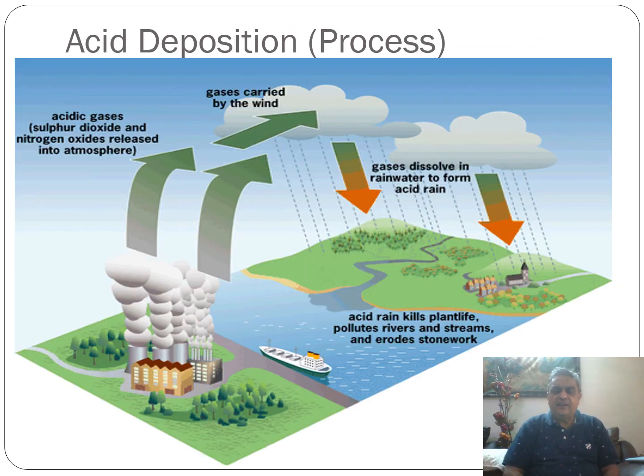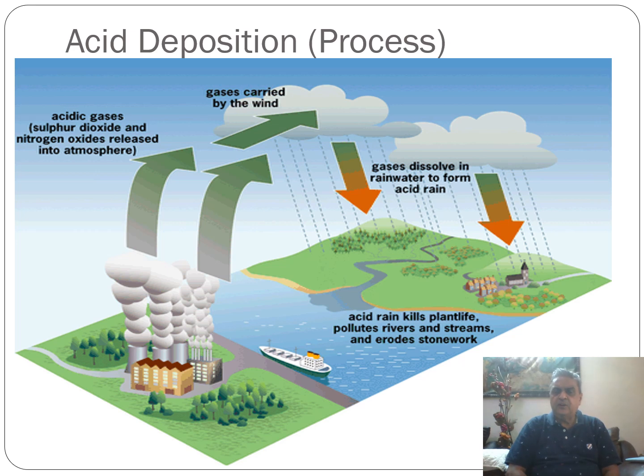So this slide deck is a very nice representation of how the process of acid deposition happens. Because of industrialization and vehicular traffic, we have the acid gases, that is the nitrogen oxides, nitrogen dioxide, nitrogen oxide, and sulfur dioxide, which are emitted and released into the atmosphere because of industrial gases, vehicle traffic, and so on.